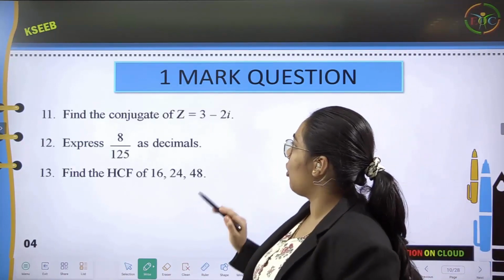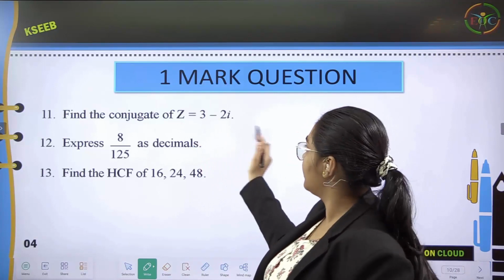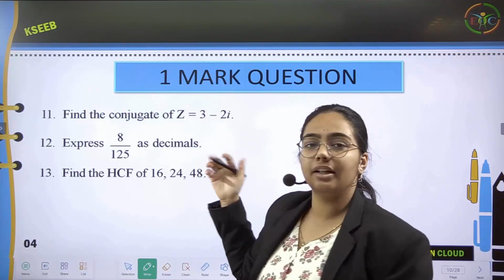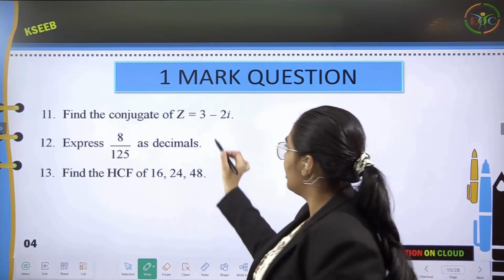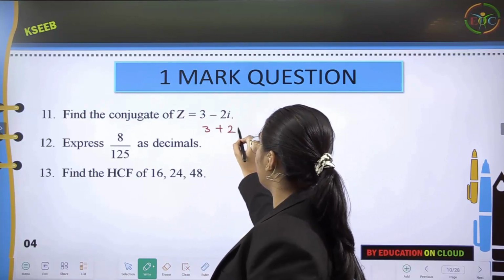Find the conjugate of 3 minus 2i. So conjugate is nothing but just changing the sign. So this becomes 3 plus 2i.